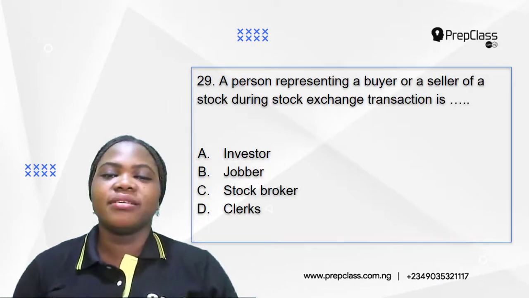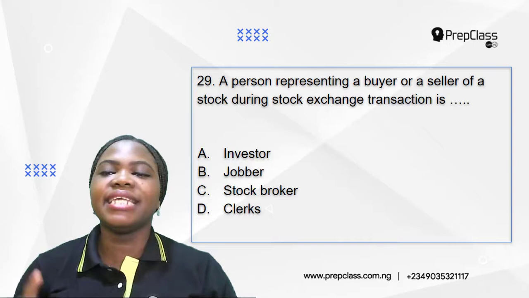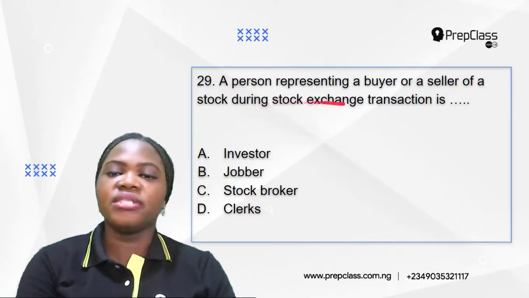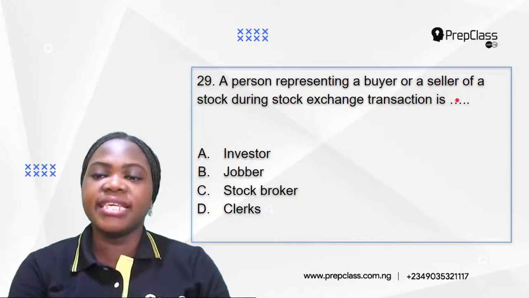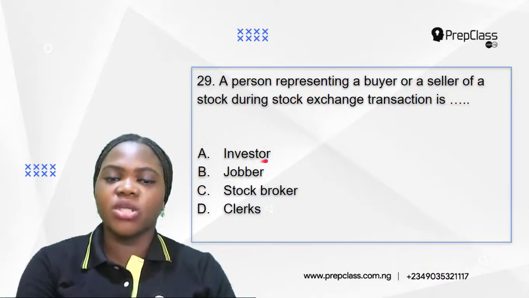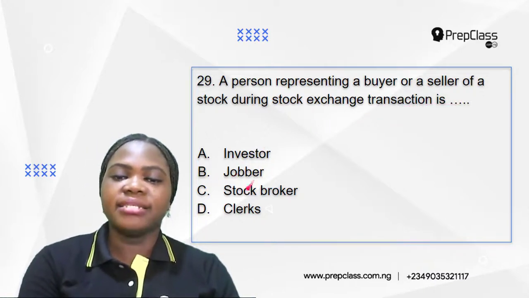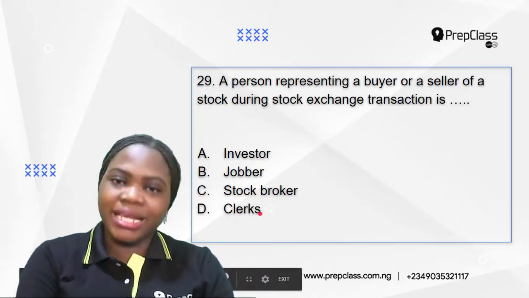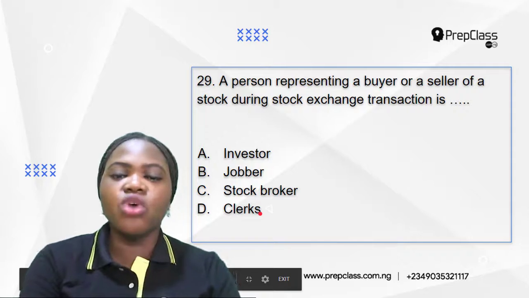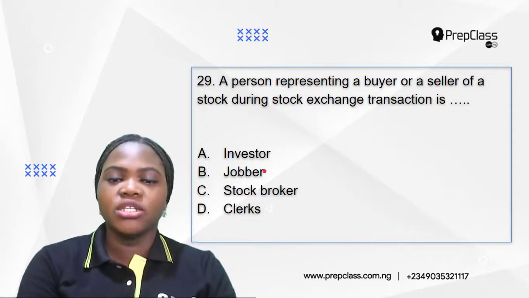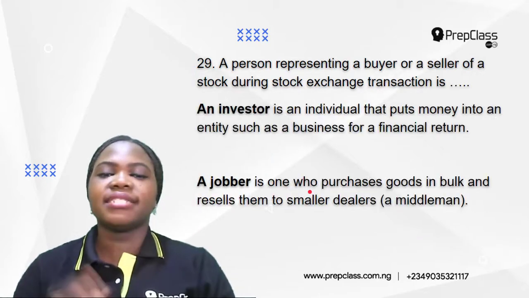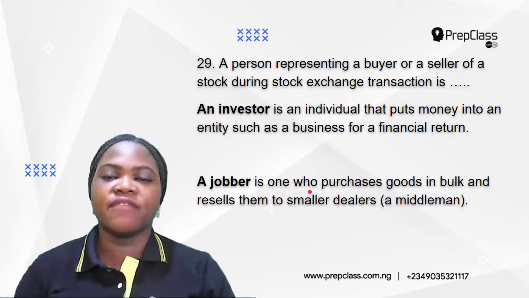Number 29. A person representing a buyer or a seller of a stock during stock exchange transaction is dash. A. Investor. B. Jobber. C. Stockbroker. D. Clerks. So for us to be able to answer this question as well, we need to know what investor, jobber, stockbroker, and clerks mean. Okay, so now let's start from the first word, which is an investor.